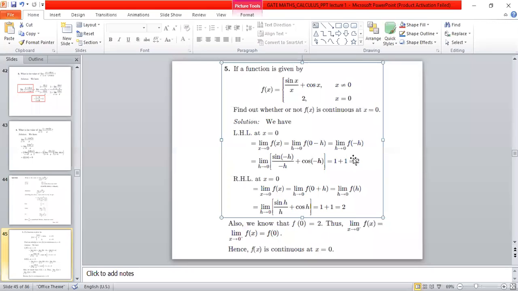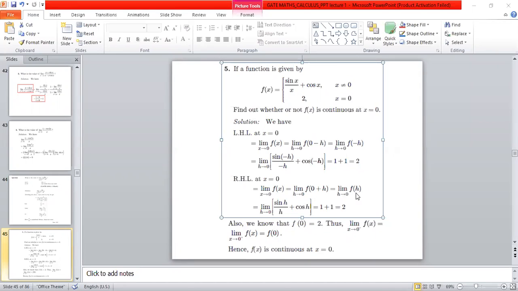Next we check its right hand limit at x is 0. So we write limit x tends to 0 plus of f of x, and it is defined as limit h tends to 0 of f of 0 plus h. As it is right hand, we have to add, and if it is the left hand limit, we have to subtract h. So it is limit h tends to 0 of f of h.